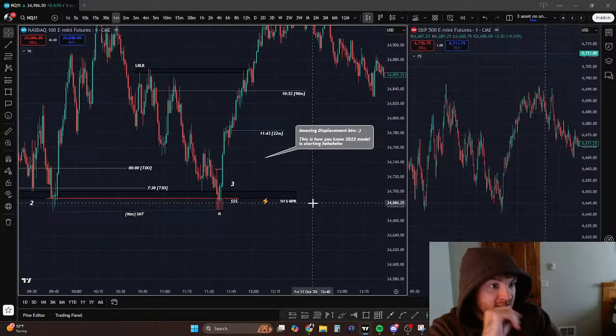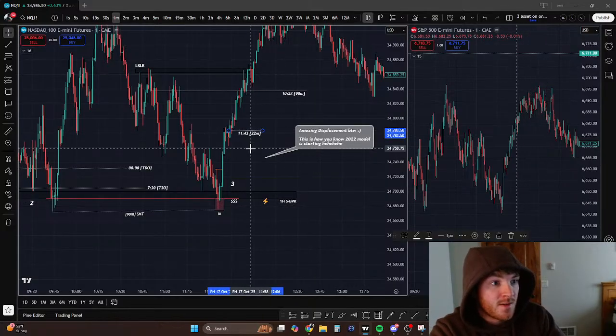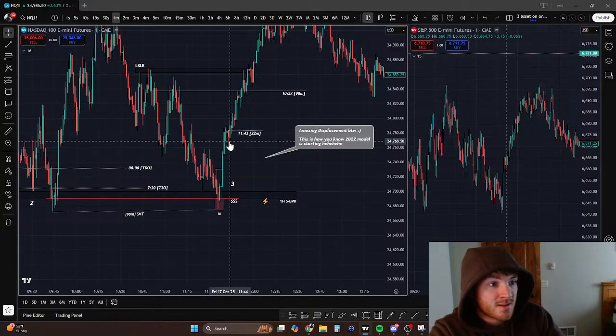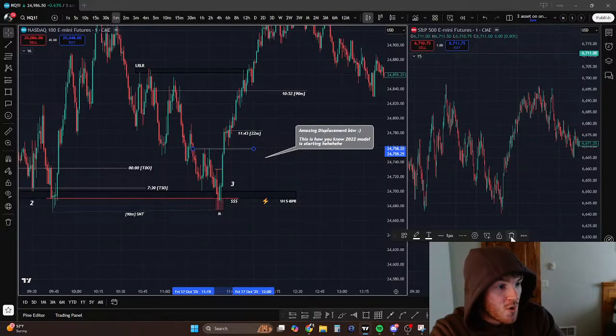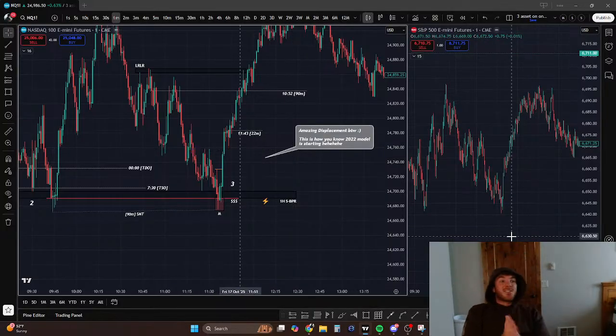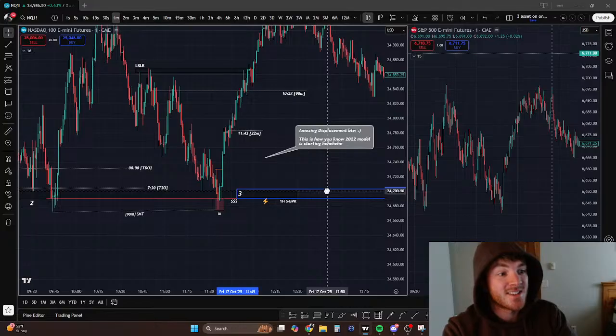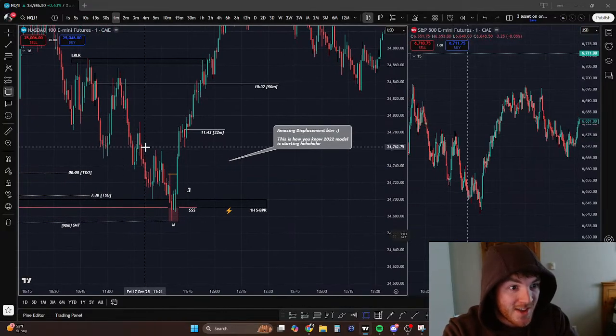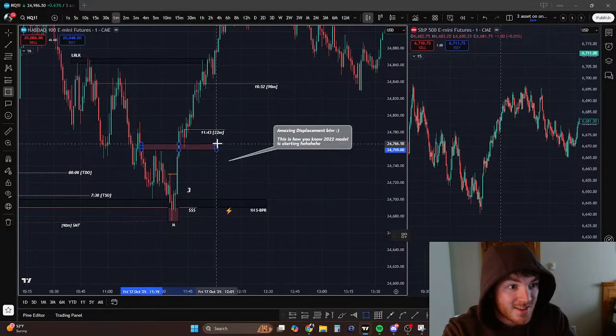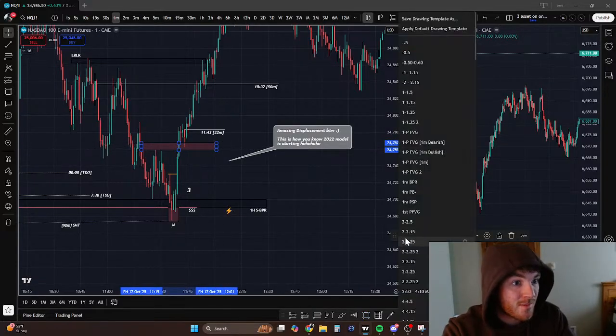What happens next, guys? Instant wick into our 2022 fair value gap. If this doesn't make you excited, I don't know what does, dude. This is crazy. All right, instant wick down into our 2022 fair value gap. I'm gonna mark it out like this on the 1 minute.